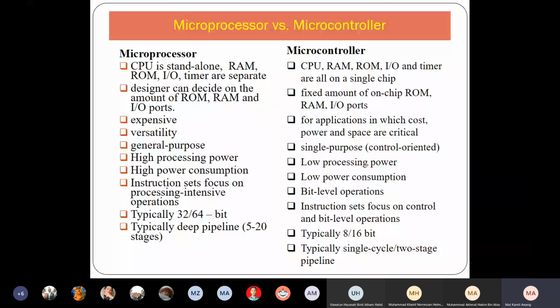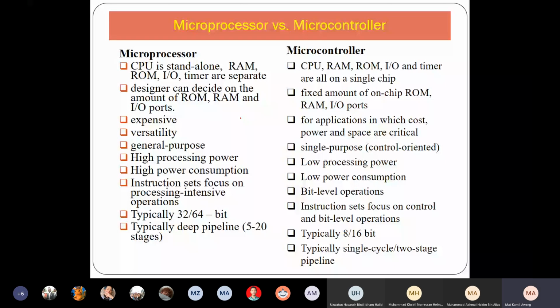That's why when you buy a notebook, for example, some of them only have 2 USB ports, right? Some have 3 or 4. So the designer can decide how many I/O ports they want to put, and also how many gigs of RAM they want to put.